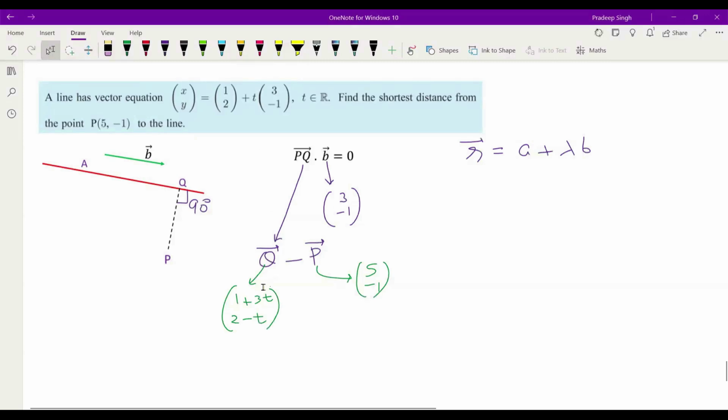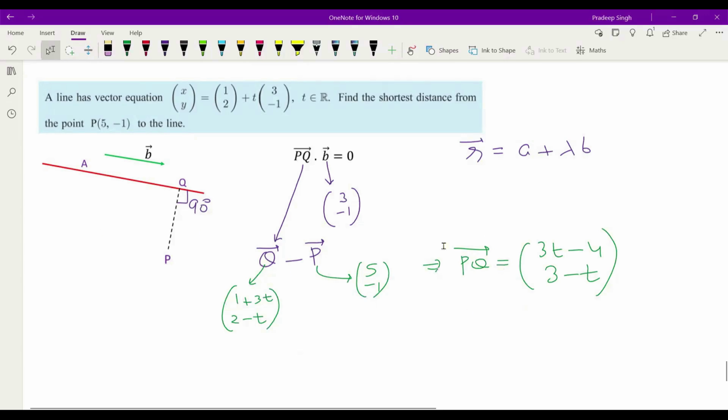And now, since we are supposed to subtract Q and P, so Q minus P, let's identify the PQ vector. PQ vector will be Q minus P. So 1 plus 3t minus 5 will be written as 3t minus 4. And for the y component, we'll do 2 minus t minus minus 1. So that will become plus 1, 2 minus t plus 1, which will become 3 minus t. So this is our PQ vector.